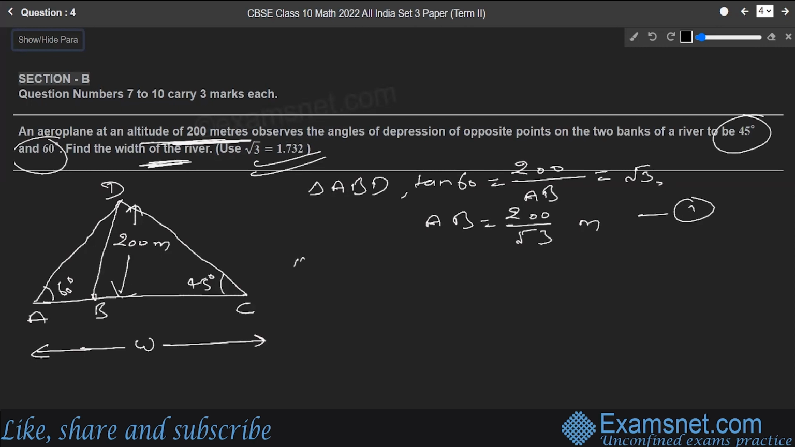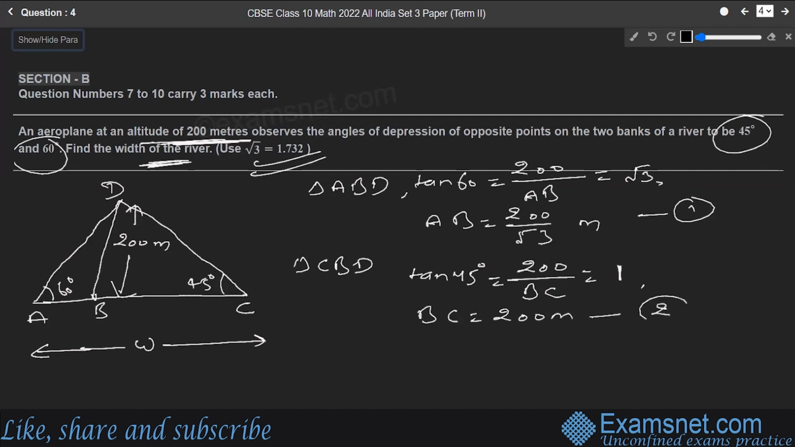Now let us enter into another triangle, triangle CBD. If you enter into triangle CBD, you're going to get tan 45 is equal to perpendicular over base. Perpendicular is again 200 meter. Base is now BC. Okay, and tan 45 value is nothing but 1. So we can anytime write BC value is equal to 200 itself. Okay, the BC value is 200 meter. This is from equation number 2.